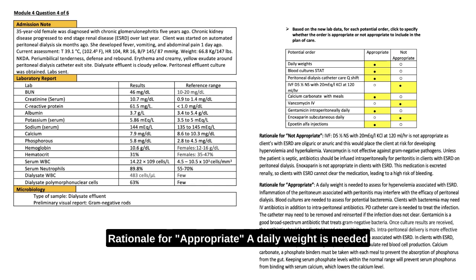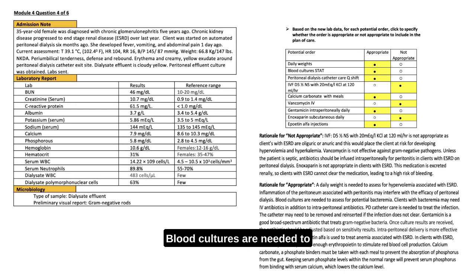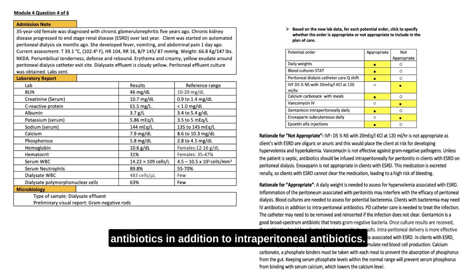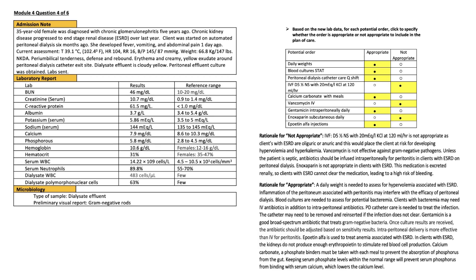Rationale for appropriate: a daily weight is needed to assess for hypervolemia associated with ESRD. Inflammation of the peritoneum associated with peritonitis may interfere with the efficacy of peritoneal dialysis. Blood cultures are needed to assess for potential bacteremia. Clients with bacteremia may need IV antibiotics in addition to intraperitoneal antibiotics. PD catheter care is needed to treat the infection. The catheter may need to be removed and reinserted if the infection does not clear.